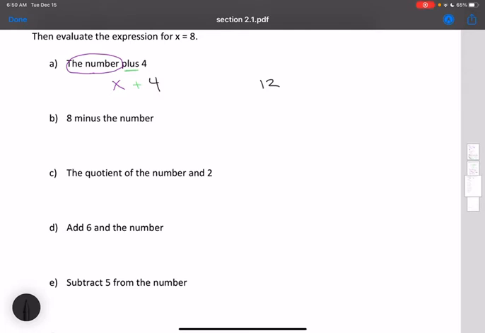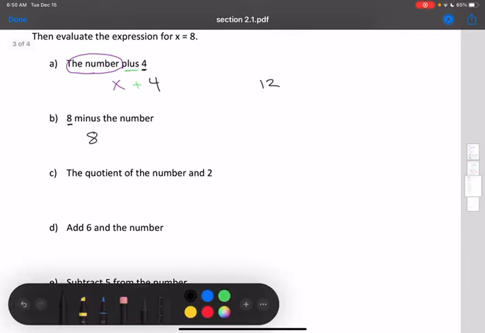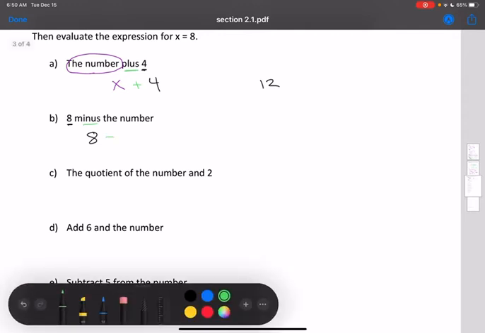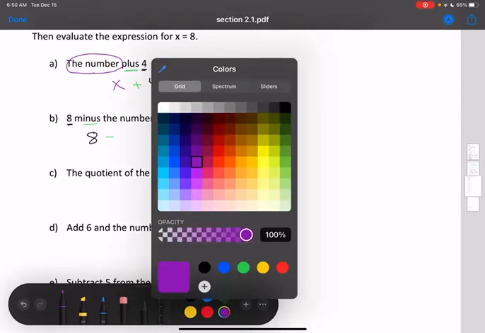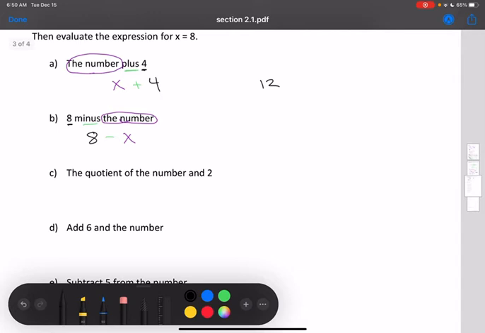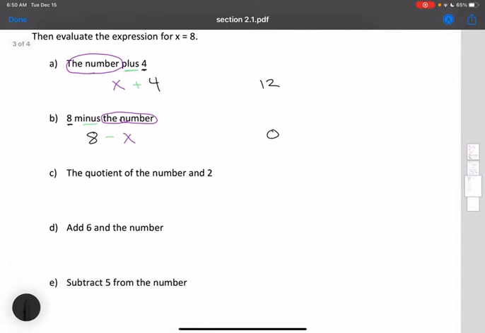Okay, so I'm going to still try to do my color coding here. So I'm going to have 8 minus, which means subtraction, minus, we have the number, so the number is the variable. So 8 minus the number is 8 minus x. And if I plug in 8 for x, 8 minus 8, I get 0.